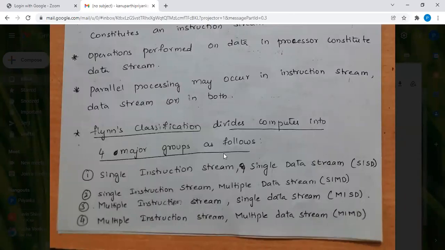So look here, single instruction stream and single data stream. SISD represents the organization of a single computer consisting of a control unit, a processor unit, and a memory unit.